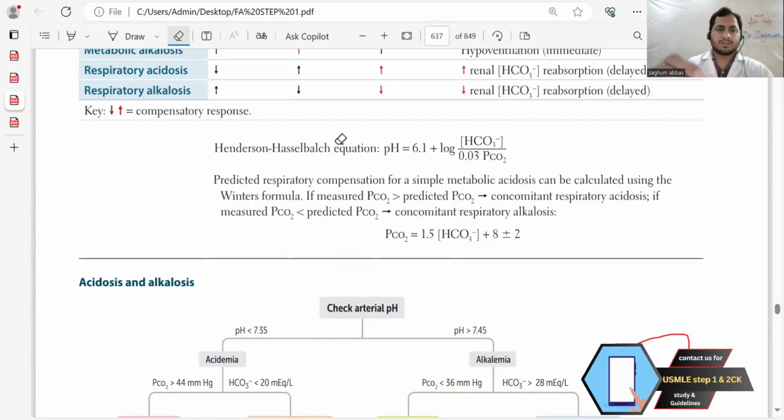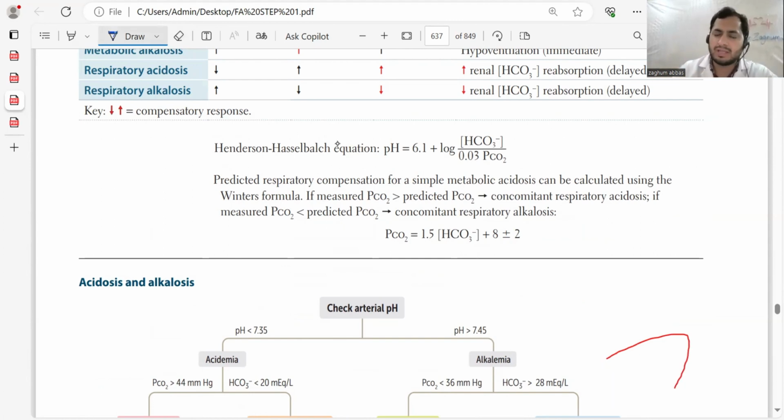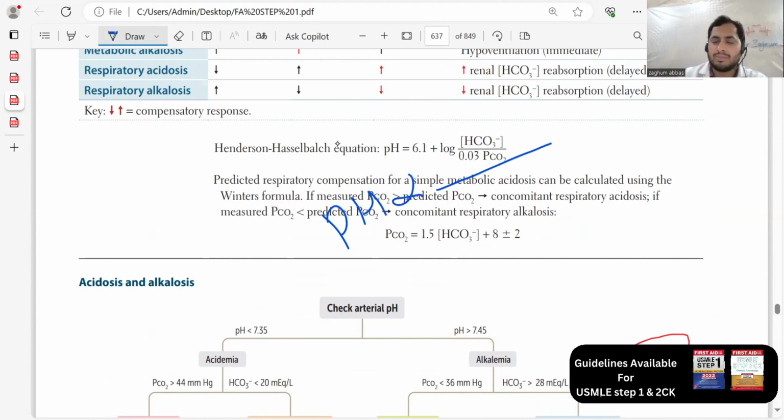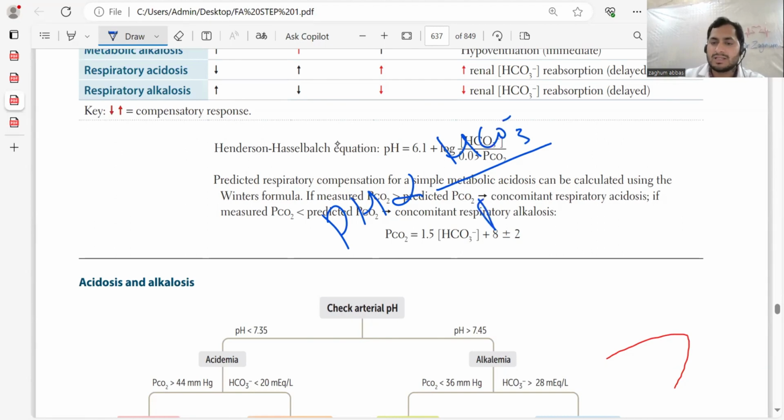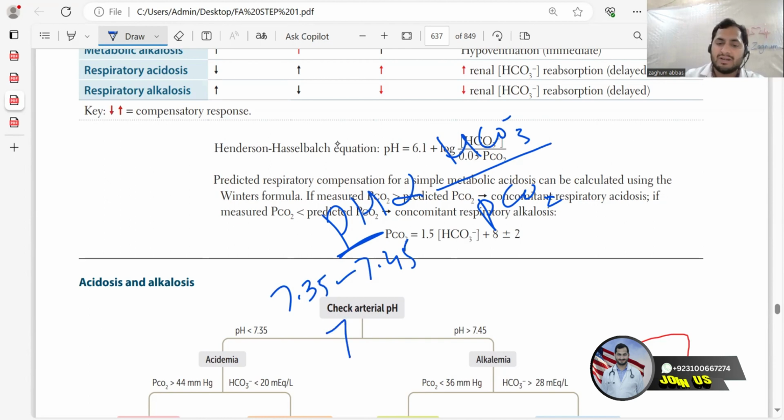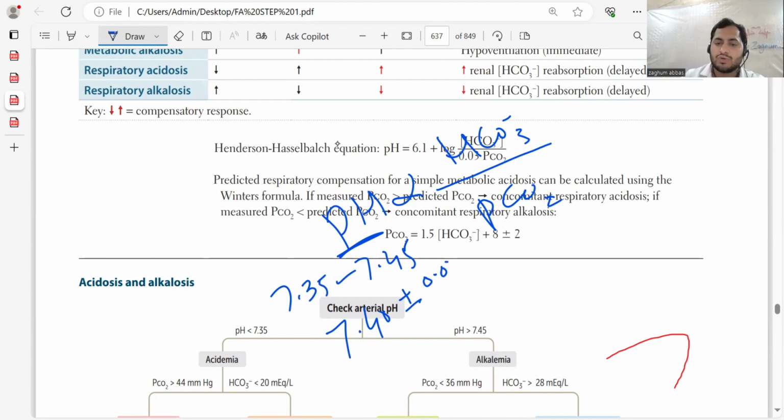Okay, so guys, remember this is a formula to cover. Even by just one formula, you can cram and understand the whole acidosis and alkalosis concept. The formula is: pH is directly proportional to bicarbonate and inversely related to carbon dioxide. The pH range is from 7.35 to 7.45. We can take the average 7.40 plus or minus 0.05.